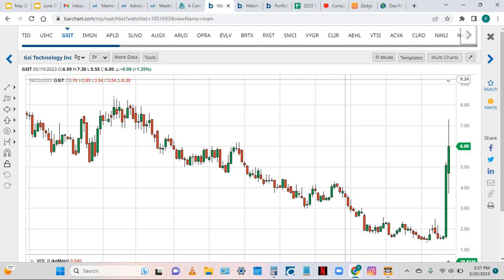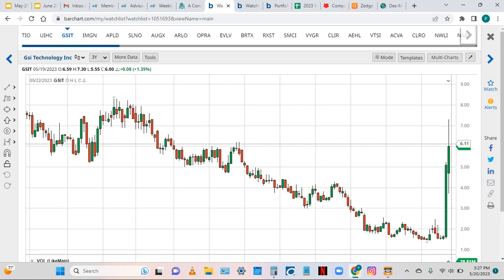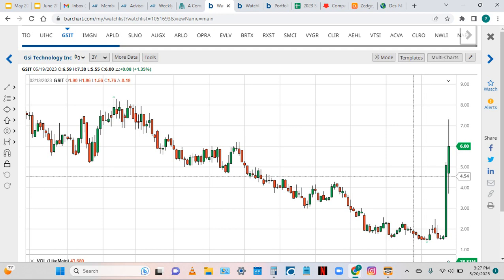GSI Technology. This has had a pretty nasty downtrend. All of a sudden, it's going to the moon. So that's a little weird. And for me, this would be a hold. Not for me at this time. Move it to a different list. It's just too far, too fast.